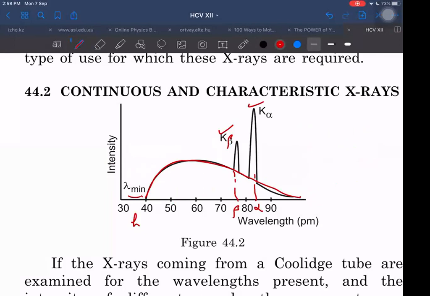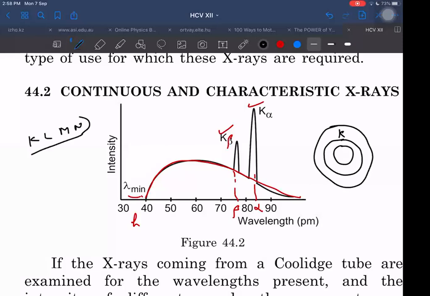This takes place because in every atom, there are electrons revolving around it. Those electrons are in shells, K, L, M, N. Do you know about these or not? Yes, sir. So from K shell to L shell, some electron can jump, or maybe it can go to infinity also. It cannot go to L shell, by the way.